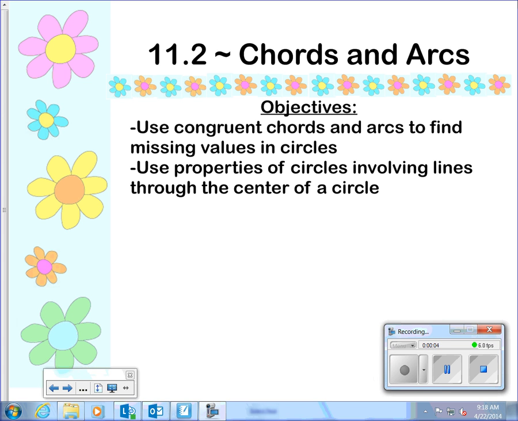So make sure you go ahead and get the chapter written down and the objectives. We're going to learn about a new piece of the circle today called a chord, and then we're going to be talking about arcs again, which we talked about a few chapters ago.